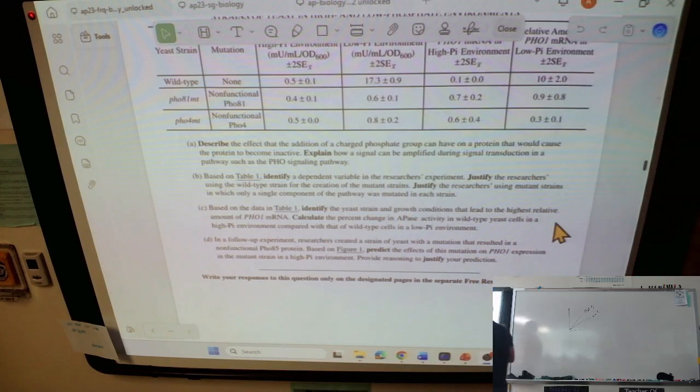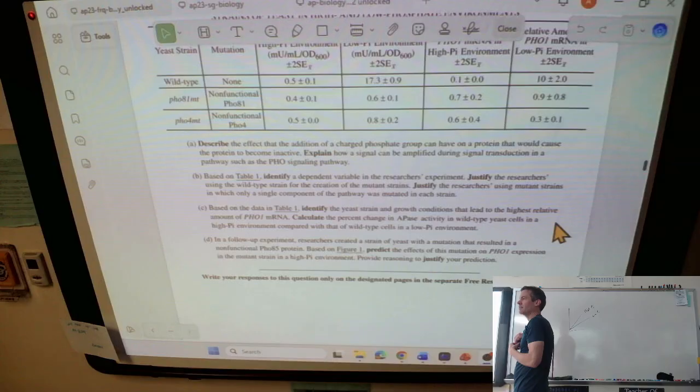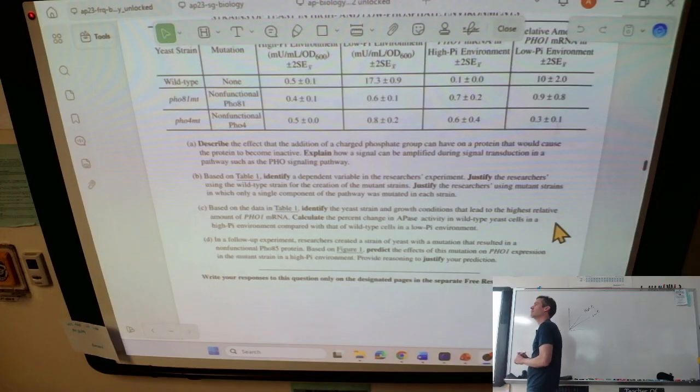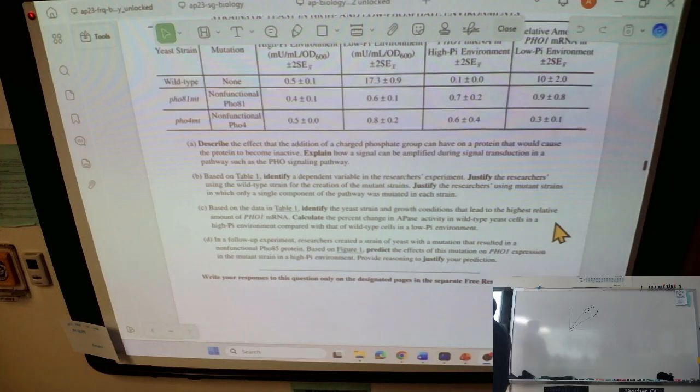Explain how a signal can be amplified during signal transduction. So what is amplification during signal transduction? What do you think? Yeah, like more proteins are getting activated, and more signals are noticed. Yeah. During signal transduction, a protein can activate multiple proteins, and each of those can activate multiple proteins.